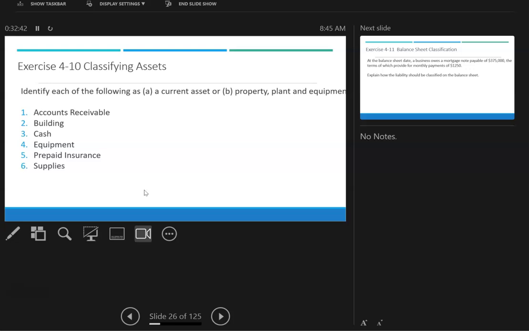Identify each of the following here as a current asset or a property, plant, and equipment. I'm going to let you take a couple of minutes and look at these. Is this helpful, guys? I just find for me, even still, the only way I really grasp the concepts is to do problems, because you can get the concepts in your head, but it really doesn't play out until you do it.